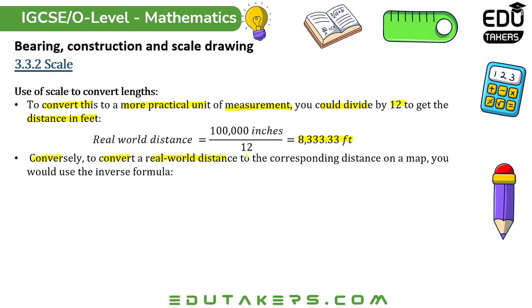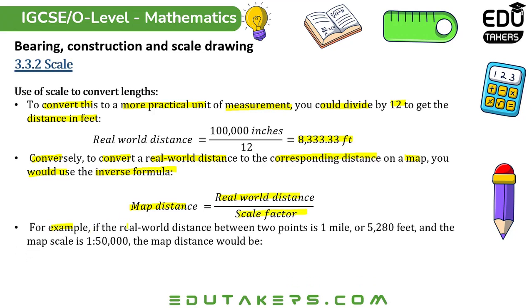Conversely, to convert a real world distance to the corresponding distance on a map, you would use the inverse formula. Map distance equals real world distance over scale factor. For example, if the real world distance between 2 points is 1 mile or 5,280 feet and the map scale is 1:50,000, the map distance would be map distance equals 5,280 feet over 50,000 equals 0.1056 inches.